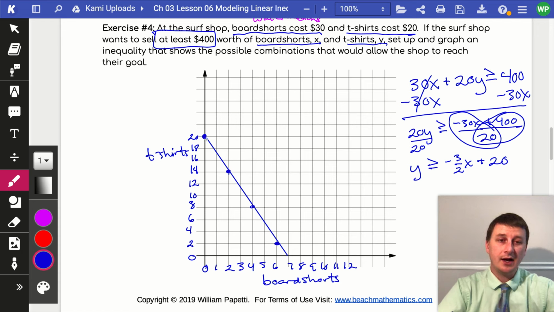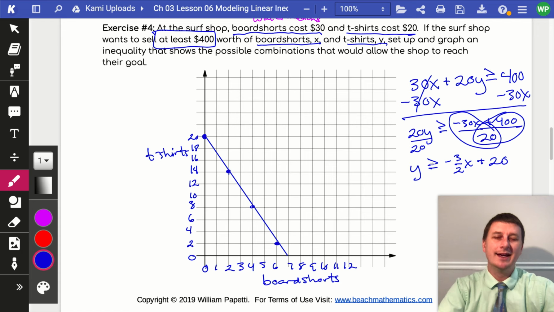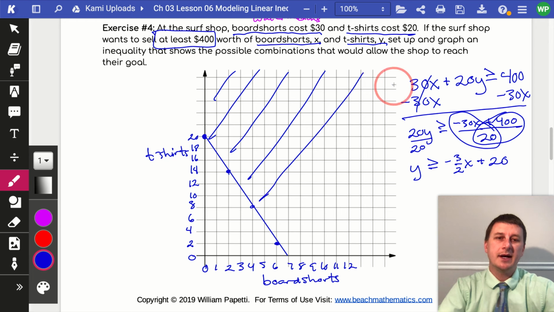So our last step after we make the solid line is to shade where y is greater than that line. And y is greater than that line. Well, here's our y-intercept 20, and our y values greater than this line go up. So we're going to shade this graph up. We're going to shade upward to get all of these possible combinations.